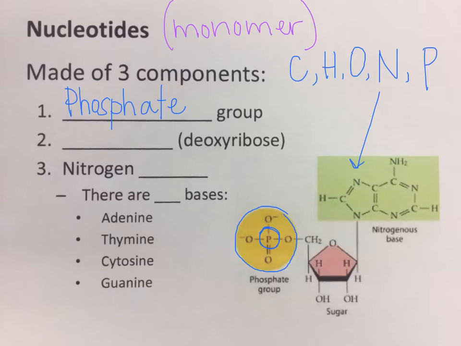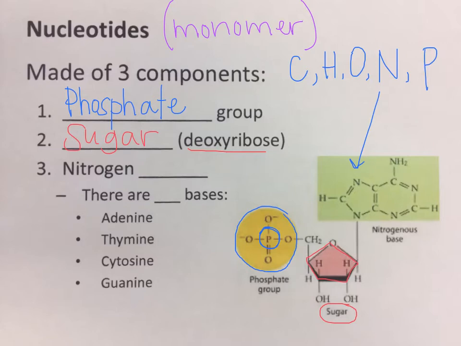Okay, the next part is the sugar. The sugar in the DNA nucleotide is called deoxyribose, and that should be relatively easy to remember because DNA stands for deoxyribonucleic acid. So the D in DNA stands for this sugar, okay? And so the sugar is right here. You can tell that it is actually a carbohydrate because it's a sugar. So nucleotides actually have a carbohydrate in them, this deoxyribose sugar.